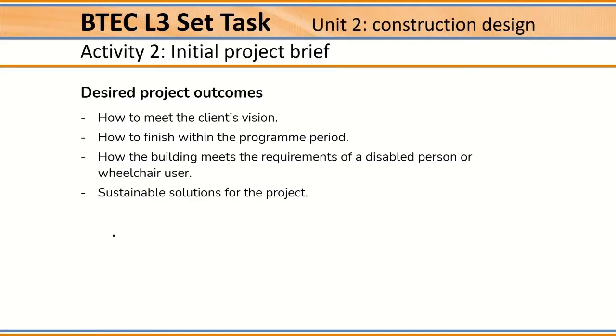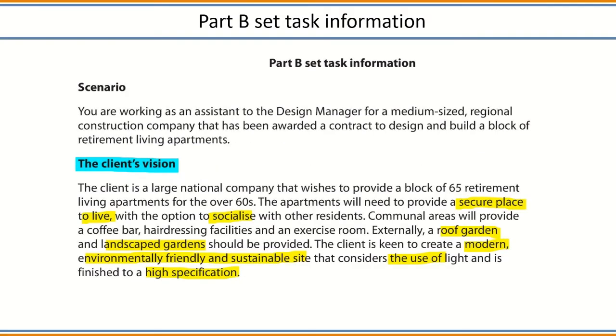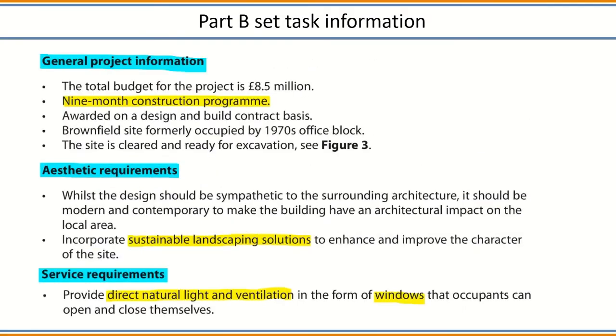Desired project outcomes. You will need to explain how to meet the client's vision, how to finish within the program period, how the building meets the requirements of a disabled person or wheelchair user, and which sustainable solutions you chose for the project. Maybe you have already written about this in activity 1, but in this activity you will need to expand on it. Here you have the client's vision, 9-month construction program, so there is a set time for the contract to be completed.